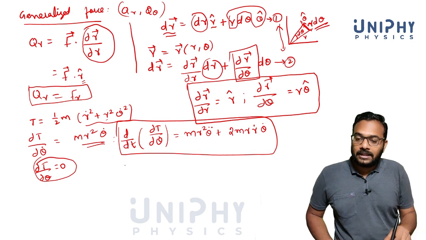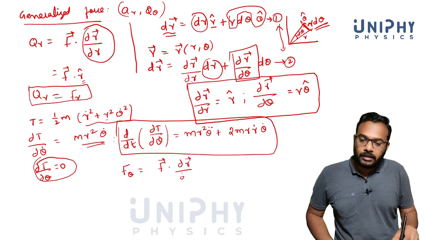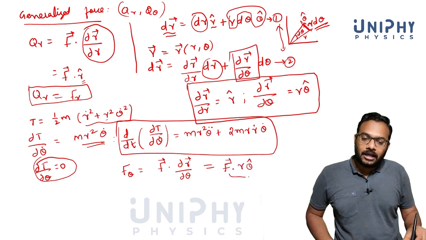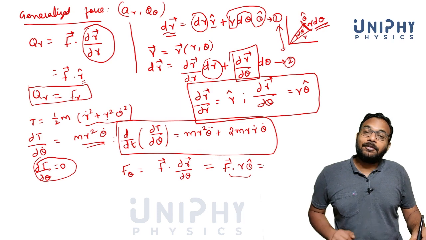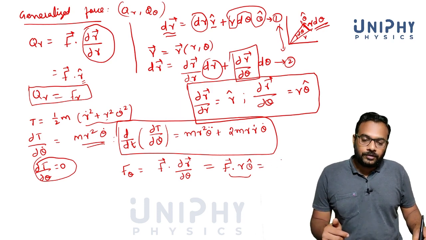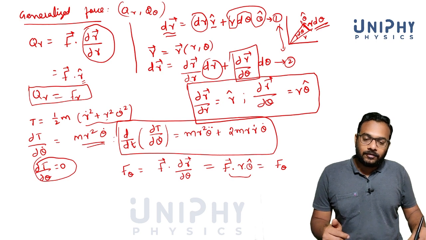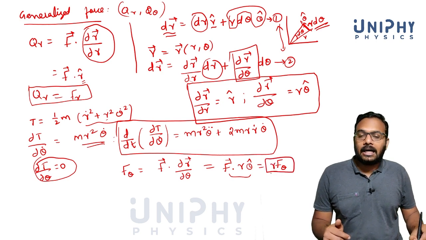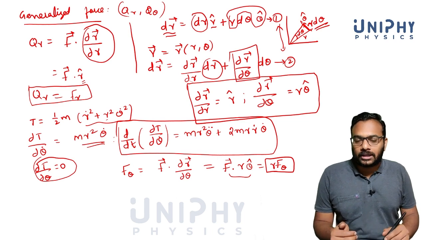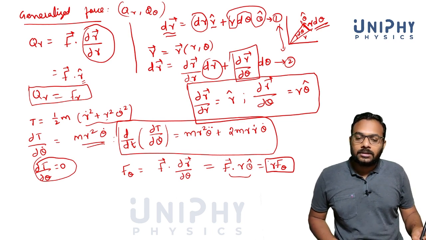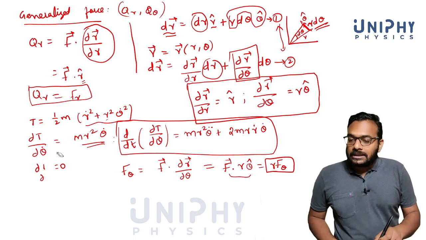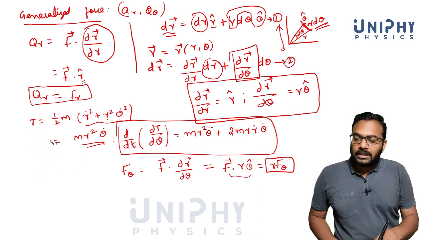Okay, and what's f theta? F theta is equal to f vector dot dou r vector by dou theta. And dou r vector by dou theta is r theta cap, so it is f vector dot r theta cap, and f vector dot theta cap we can call f theta, the tangential component of the force. So you can write it as r f theta. You might notice that this is the torque. This is the equation for the torque. Now you just substitute it all together, and we'll get the final equation.